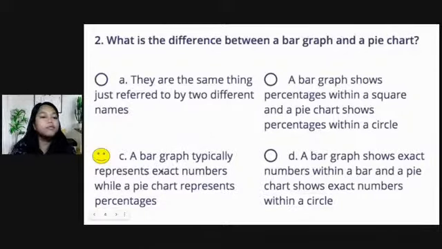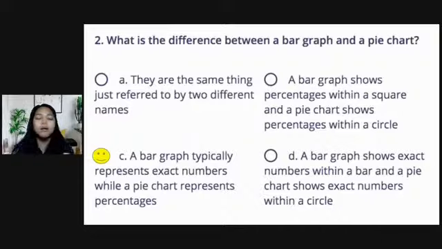A bar graph, typically, okay, we have the term typically, represents exact numbers yung inyong bar graph, while a pie chart represents percentages. Now, again, we do graphs so that people who are trying to read our researches, trying to check the results of our researches would have a simple way of looking at our data. They will have an easy way of checking our data. That's why we would be using graphs instead of tables.